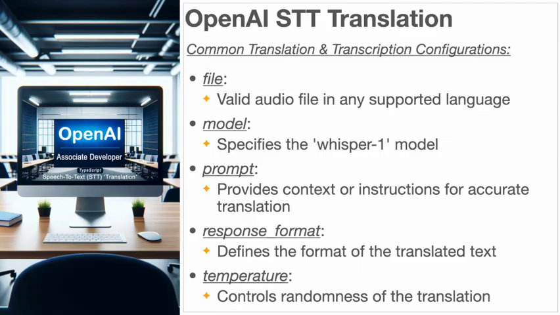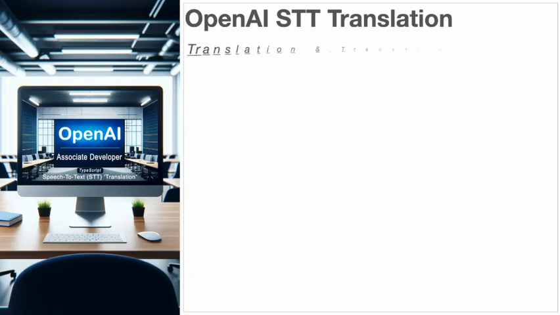4. Response format. This is identical in use to that in the Transcription API and defines the format in which the translated text is returned. 5. Temperature. This too is identical in use to that in the Transcription API and controls the randomness of the translation. There are a couple of important omissions to note in the Translation API configuration properties versus the Transcription API. These are language and timestamp granularities.